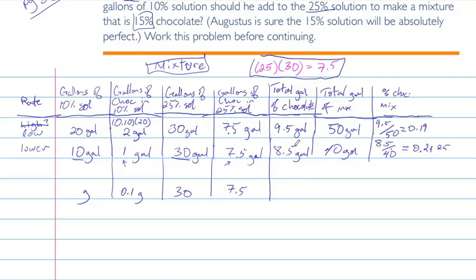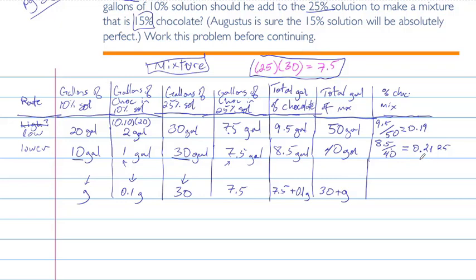Now, the total gallons of chocolate, that was the 7.5 plus this second column here. So in this case, it's 0.1 G. And then the total gallons of the mix, that was the 30 plus the number of gallons that I'm adding. So this is going to be 30 plus G.